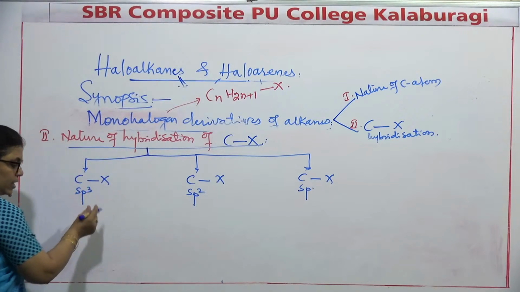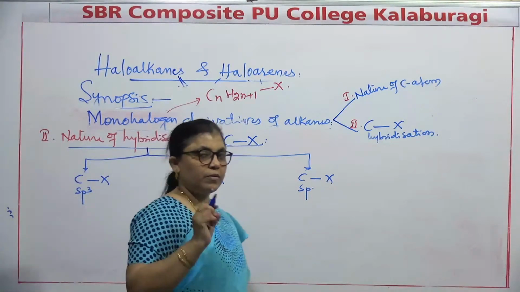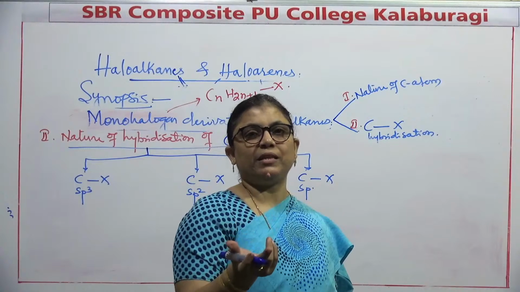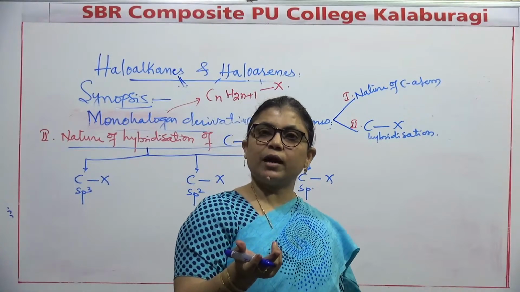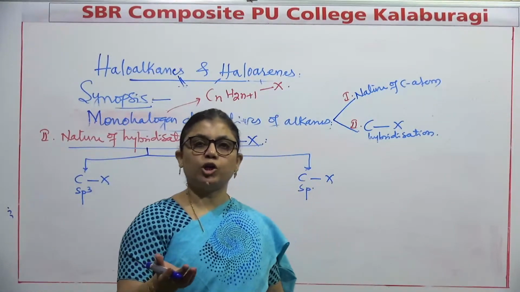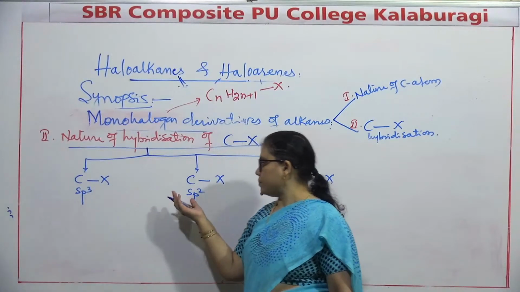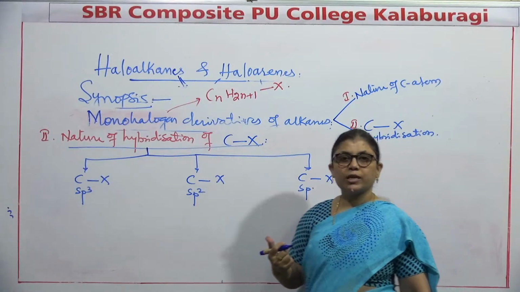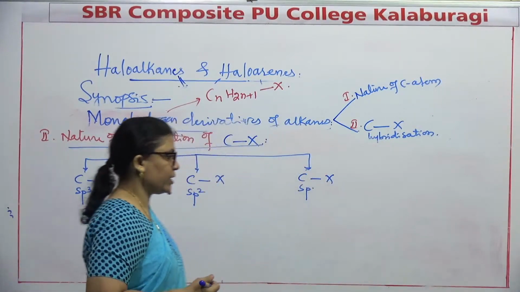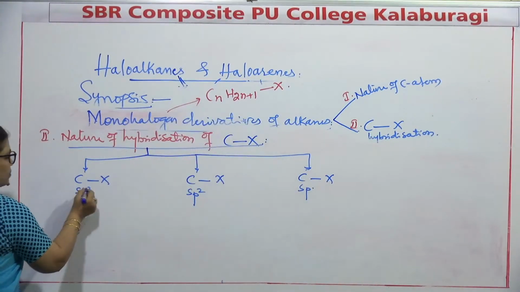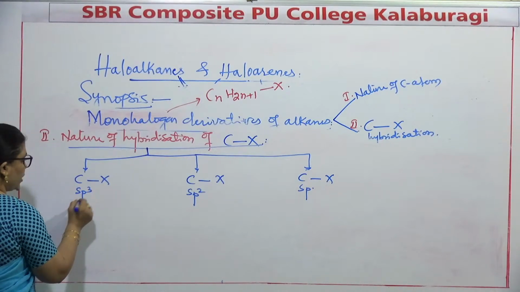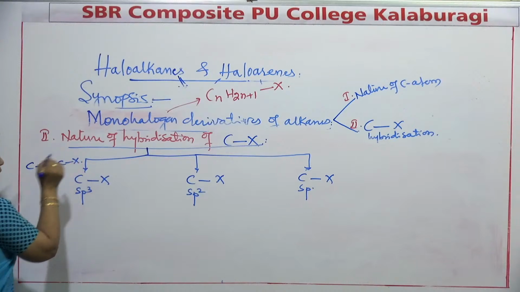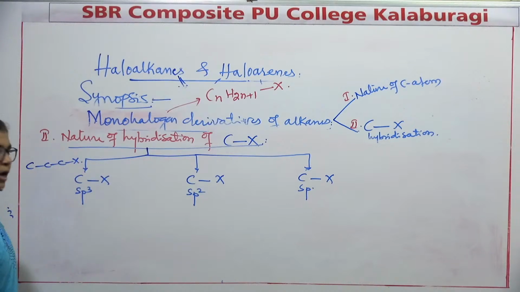In a simple way we can define that halide group linked to the carbon which is sp3 hybridized. And we know very well that carbon-carbon single bonded molecules are sp3 hybridized, carbon-carbon doubly bonded molecules are sp2, carbon-carbon triple are what, children? Sp hybridized. That's why we can say in a simple way, single bonded carbons which are containing halide are called sp3 hybridized.